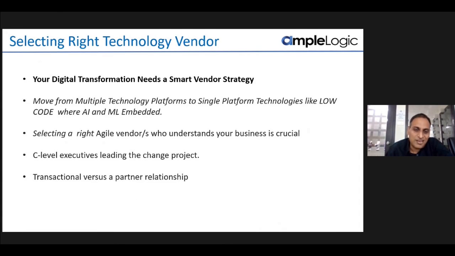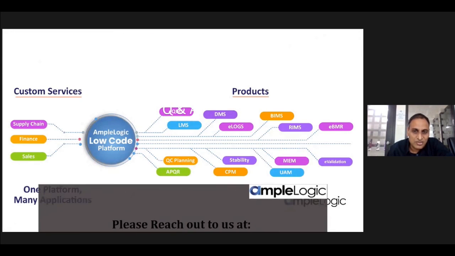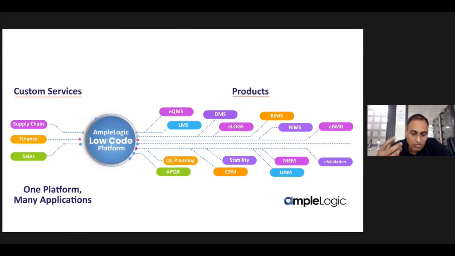We have been talking to some customers about why it should be transactional, where you pay money and the vendor delivers. Why can't it be a partner relationship, where you gain some benefit and the vendor also gains some benefit out of it? Partnership models make the vendor liable and responsible, and create a win-win situation for both the customer and the vendor. These are the things we'd like to share here. When you have one platform, you can cater to multiple products, making it easier to understand and implement solutions faster and quicker.